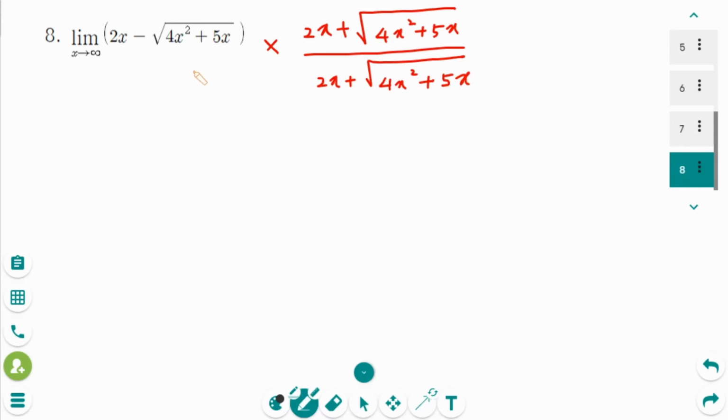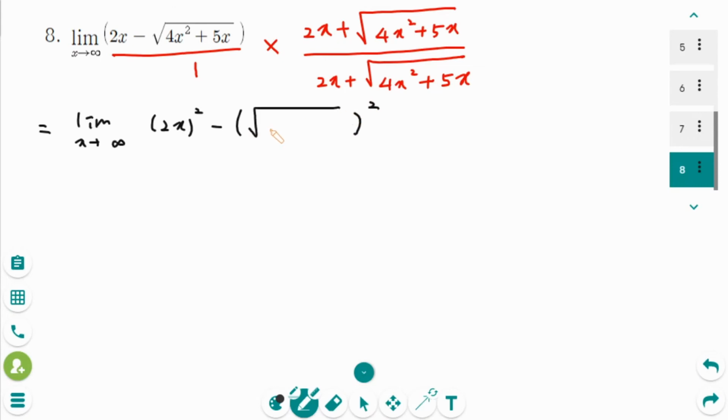First, create a fraction, then multiply and simplify. This is the same: (a minus b)(a plus b) is a squared minus b squared. B is this one.